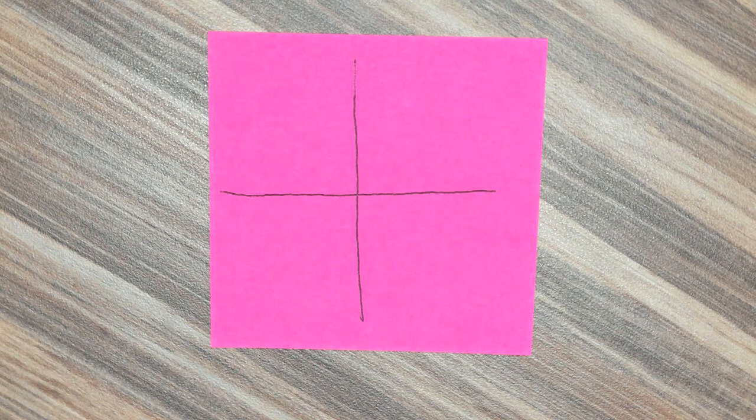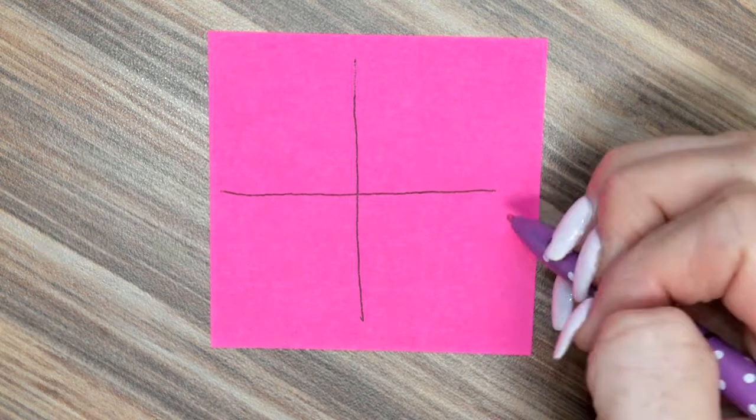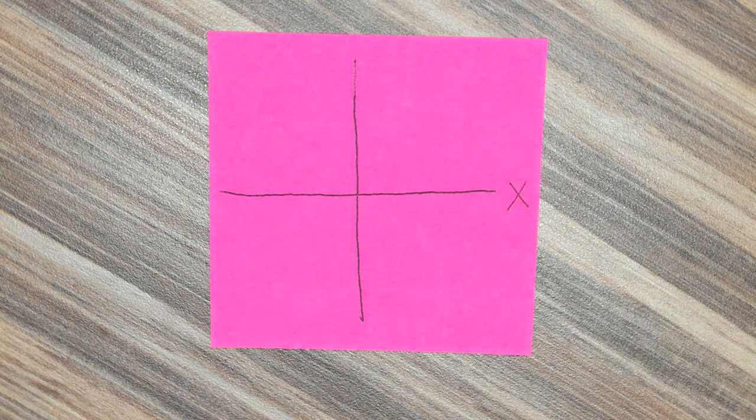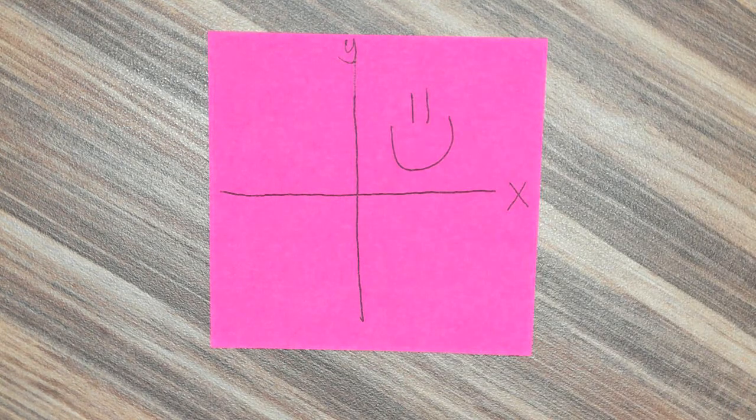To make this work, you're going to label the x-axis on the right side right there. And you're going to label the y-axis up top. Then you're going to draw a happy face right there in quadrant 1. That's all you have to do to learn this trick.